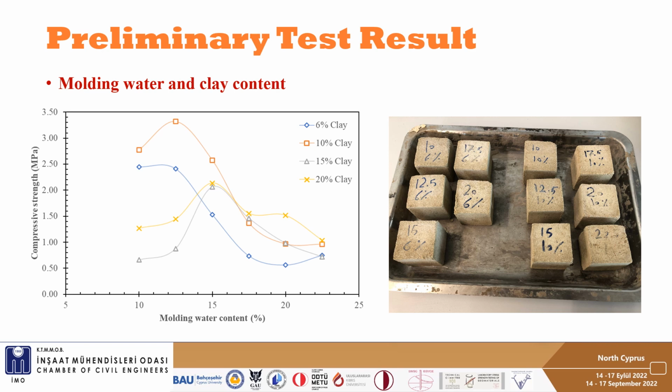Also, we have done some tests, and here are some of the results that we obtained up to now. So in order to estimate the best amount of molding water mass, an experimental program should be designed. And here we prepare some samples with different water and clay contents, while the gypsum and lime percentages were adjusted to 10% and 2% respectively. And we found that 12.5% of water in the mixture and 10% of clay are giving the highest compressive strength compared to others.